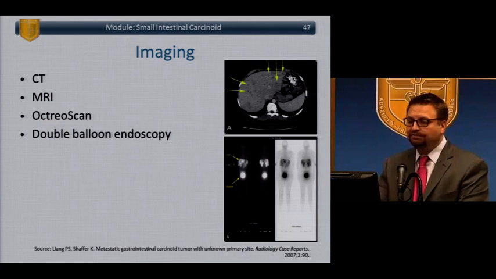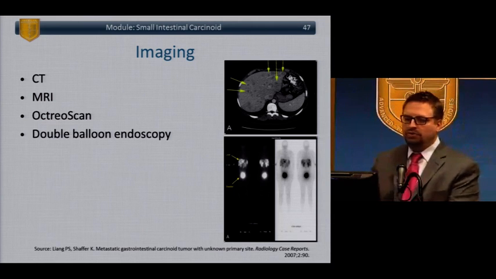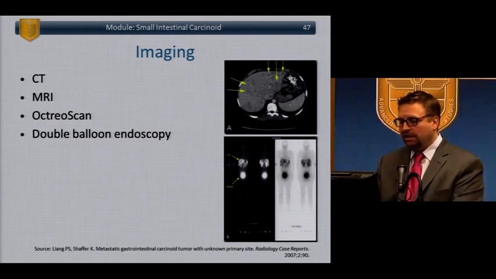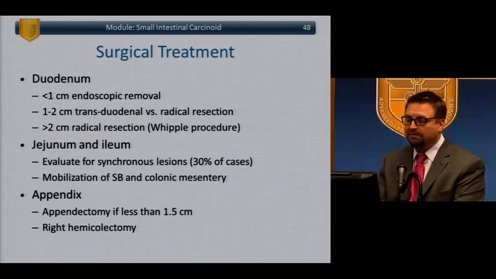Imaging, of course, CT and MRI, kind of the usual things, but also the Octreoscan, which is basically a nuclear medicine scan like you see here, can sometimes be helpful with a nuclear tag antibody. And then because we're talking about the small bowel, evaluation of the small bowel by double balloon endoscopy and capsule endoscopy can definitely be helpful in identifying lesions that are not accessible by conventional EGD or colonoscopy.